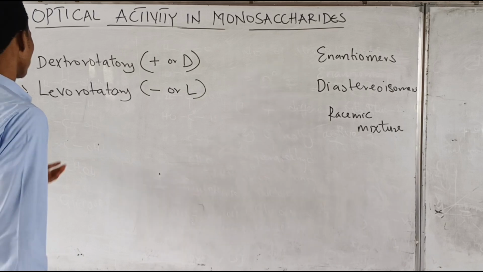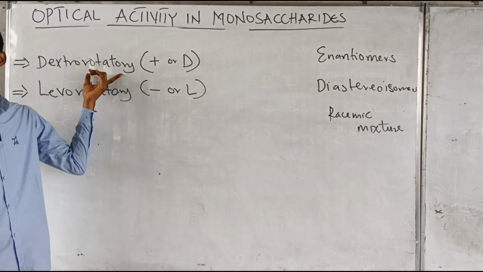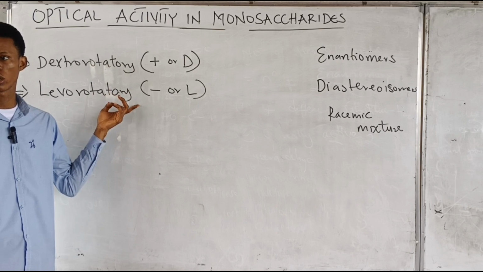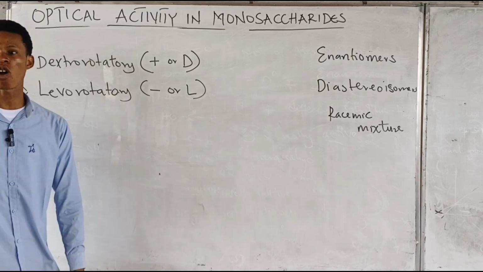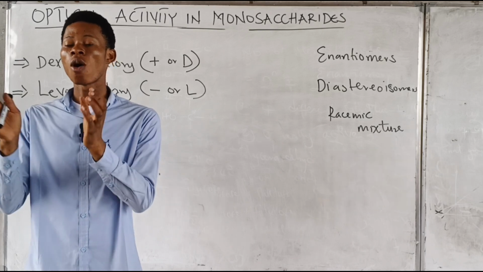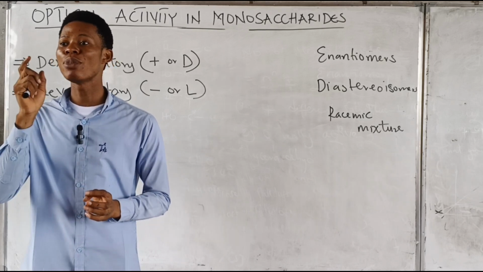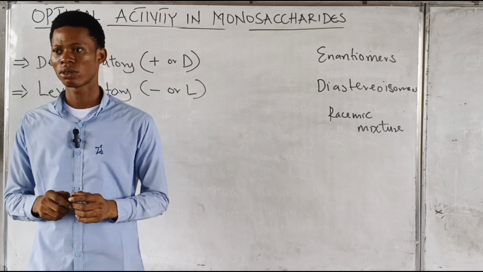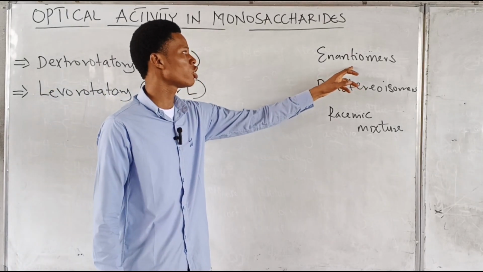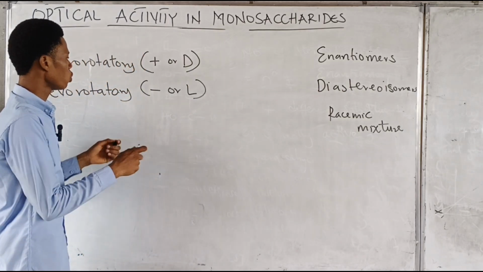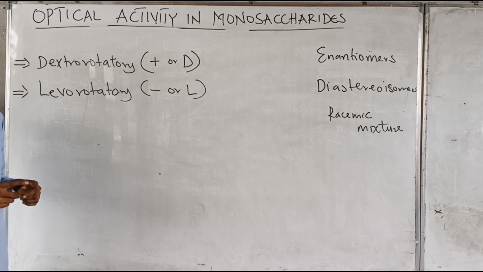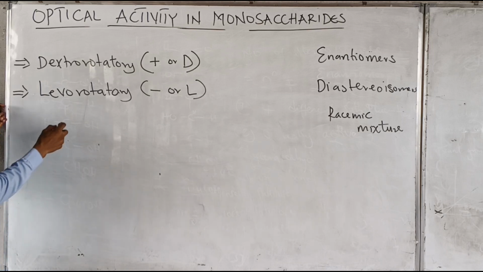So we've seen that dextrorotatory rotates light to where? Right, while levorotatory rotates light to the left. Now, a pair of optically active compounds that are mirror images of themselves is called what? Enantiomers.